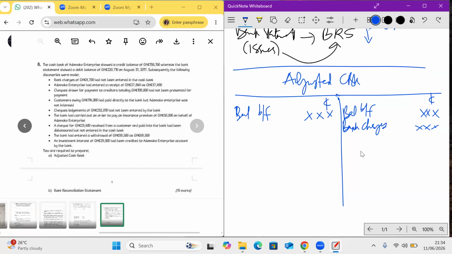Are you getting it? Yeah. So the bank has debited, so the adjusted cash book, which is like the original, will credit it.